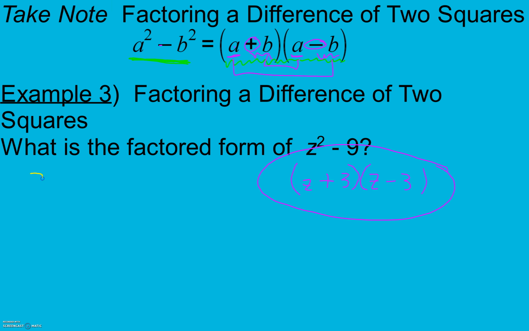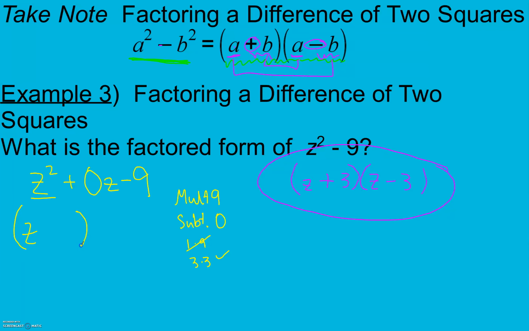We could have also factored this like we've been doing, but in order to do that, we have to remember that we currently have 0 z's, 0 linear factors. So here we'd have to multiply to 9 and subtract to 0. Options: 1 and 9, nope, 3 and 3, yep. So to get to z squared is z and z. To get to 9 is 3 and 3. Since we subtracted and found the difference, our signs have to be different. And we get to the same place we did here.